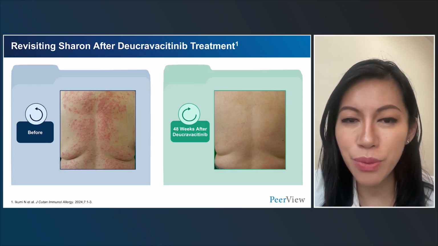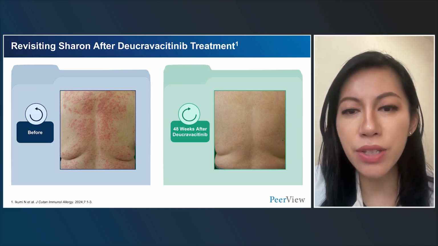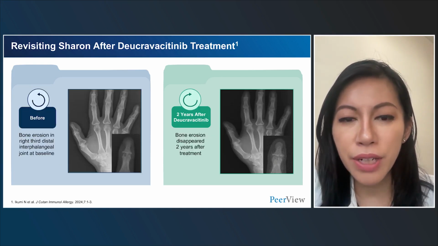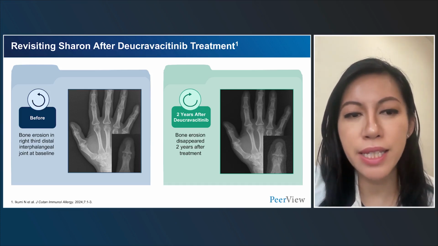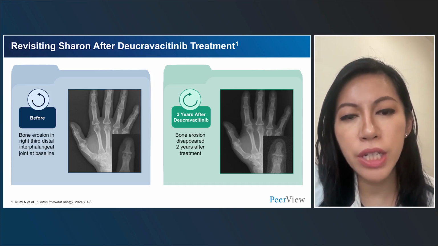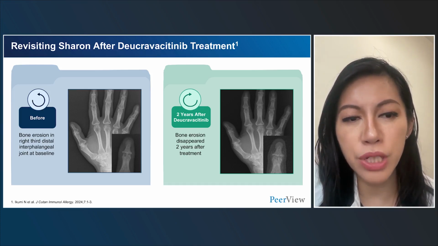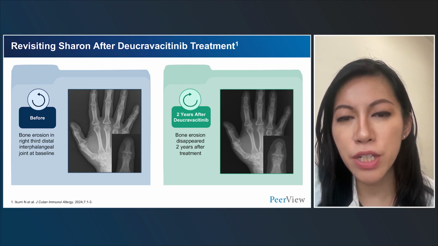So Sharon was treated with deucravacitinib. We have before and after. The after photo is, as you can see, a year after deucravacitinib, complete clearance from baseline. Very importantly, however, let's take a look at also the joint disease. So when Sharon had her joints imaged at baseline, you can see the bone erosion in the right third distal interphalangeal joint at baseline. And the patient was treated with 2 years of deucravacitinib.